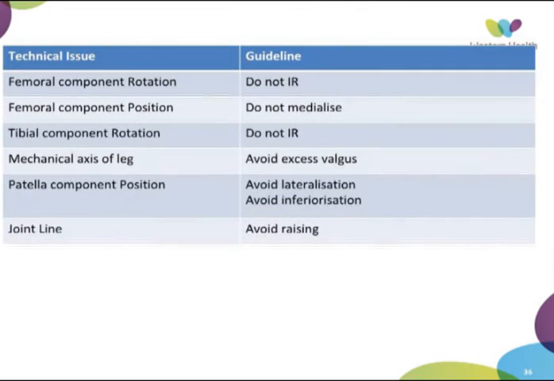So here's a table looking at those various technical considerations. In placement of our femoral and tibial components, as well as looking at our overall mechanical axis and our patella component, as well as the joint line, there are considerations we need to have. And simple things, for example, the femoral component position, whether or not it's medial or lateral. You can imagine if we put it a lot more medial, it's going to increase the Q angle, because it's going to force the patella to be more medial in relation to the tibial tubercle.